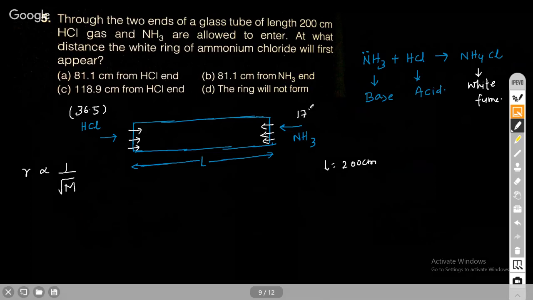17. So obviously when these two meet, NH3 will travel more distance because the rate of diffusion of NH3 is more than that of HCl. Hence, NH3 will travel a larger distance than HCl. Suppose at this point P, which is not the middle point of this tube, the two gases meet and a white ring or white fumes appears.